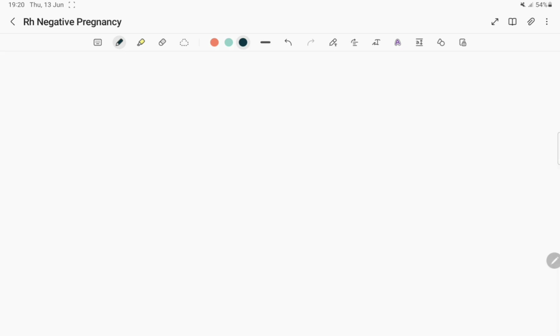So in this, we've understood what is Rh negative pregnancy, what is the problem with Rh negative pregnancy, because there's a lot of problems that could occur in the fetus. So we don't want that. So we want to manage Rh negative pregnancy at the earliest. So now we are coming to the management of Rh negative pregnancy.